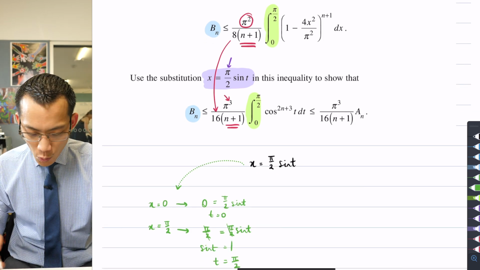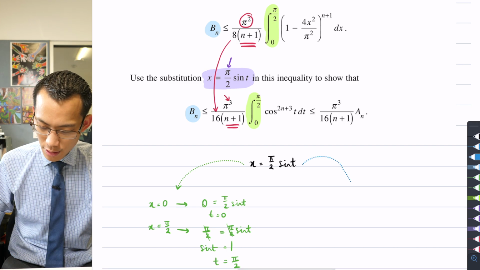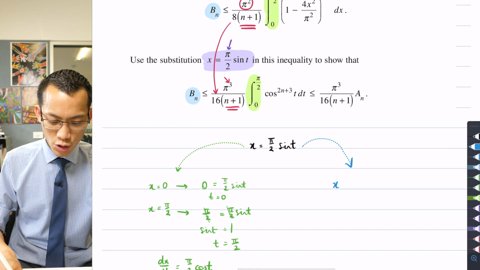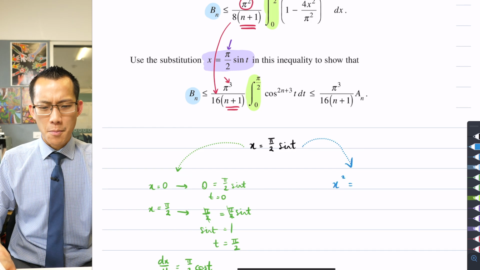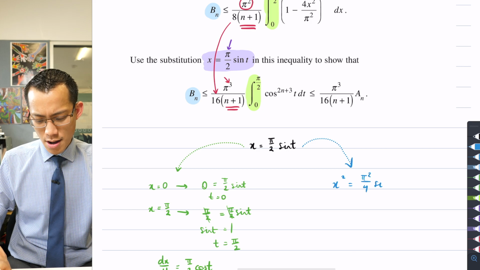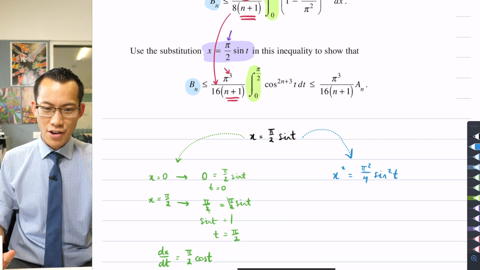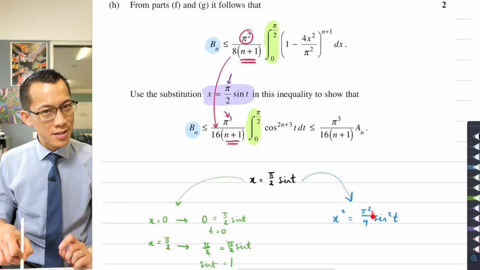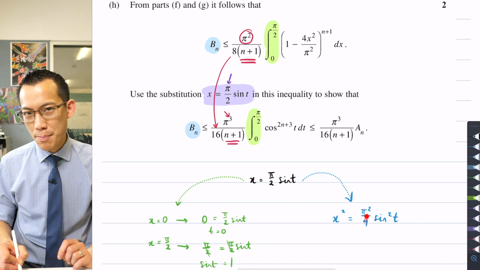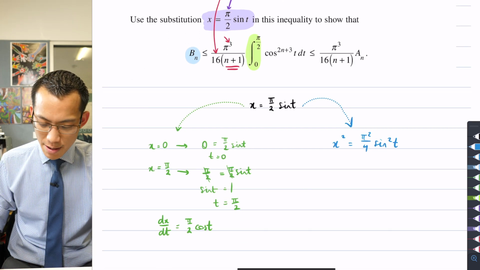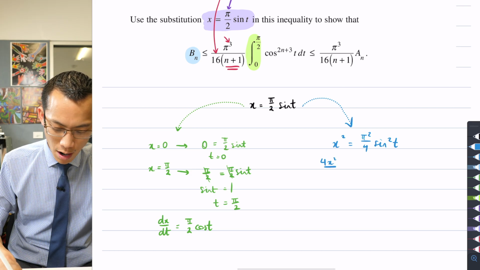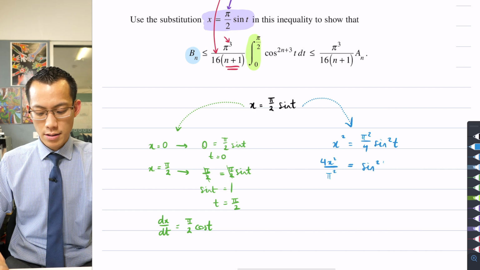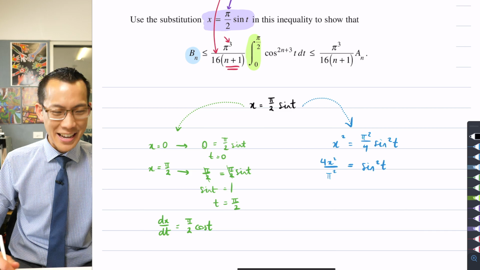Okay, so if x is pi on 2 sine t, then x squared is going to be pi squared on 4 sine squared t. I think I squared everything okay. And then what I want is 4 on pi squared, which looks a bit suspicious, doesn't it? I'm multiplying through by the reciprocal of this coefficient. So when I multiply through by 4 on pi squared, on the right hand side you just end up with sine squared t. That looks like it's going to be useful. Okay, so I'm ready to go.